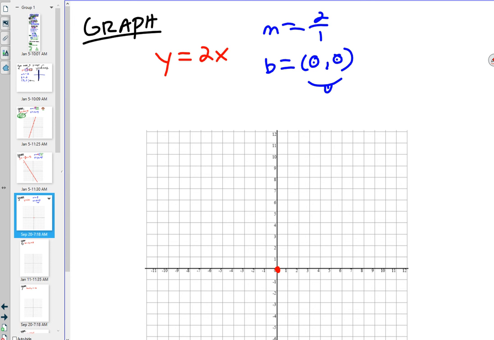Up to? If I go? Right one, good. It's positive. Both movements have to be the same. So that's one. You could go up 2, right 1.